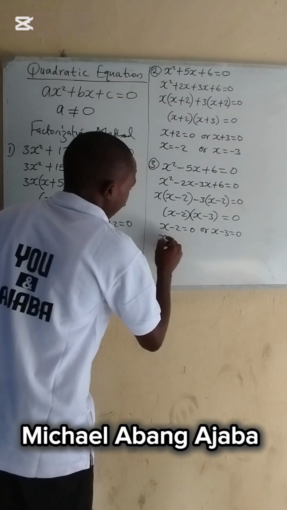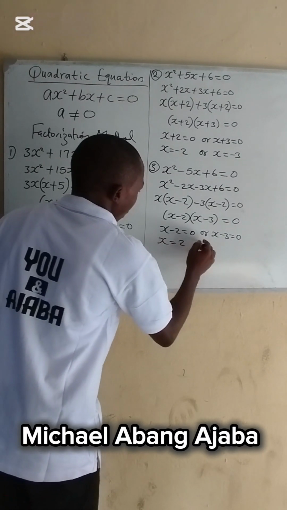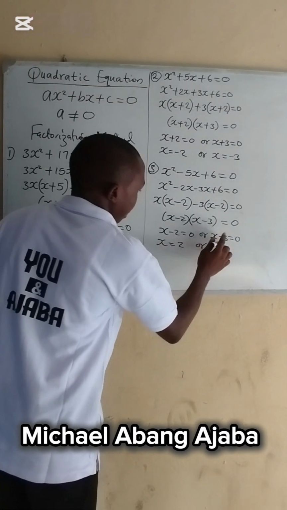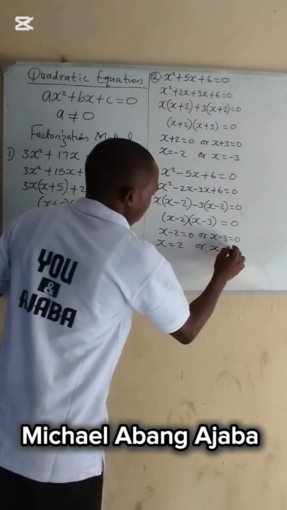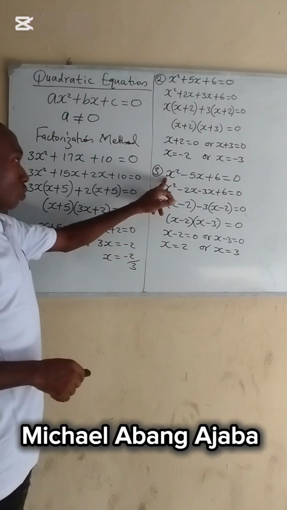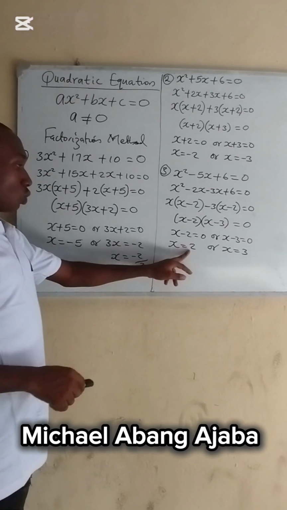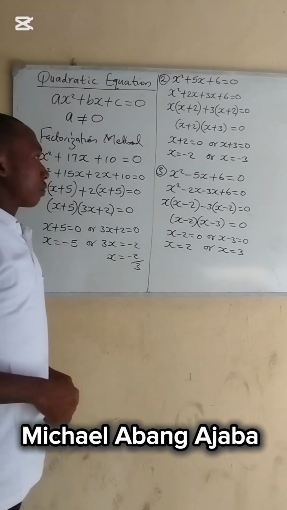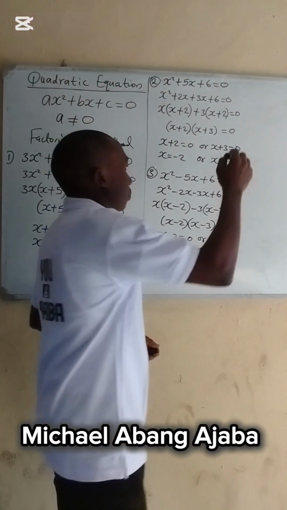If you add 2 to both sides, you are going to have x equal to 2, or add 3 to both sides here, you have x equal to 3. So the roots of this equation are 2 and 3.